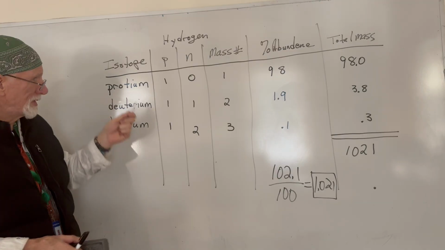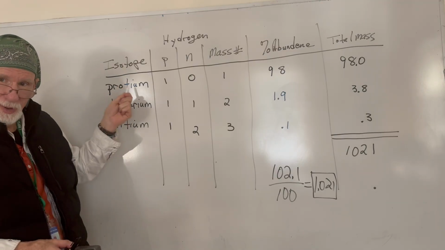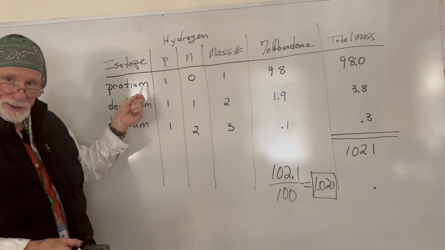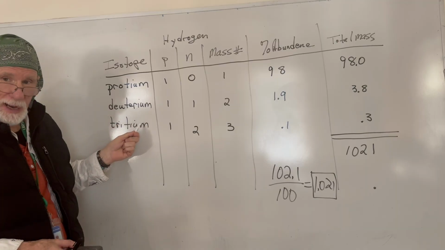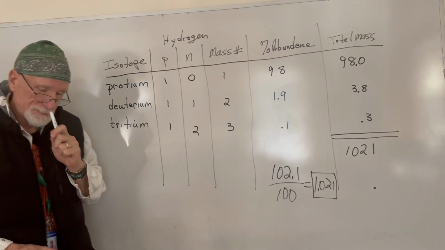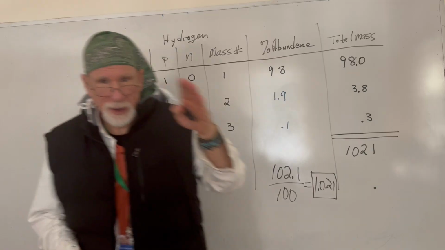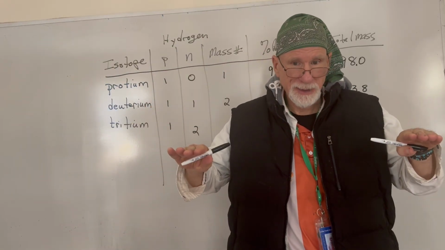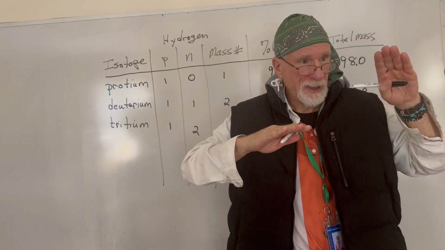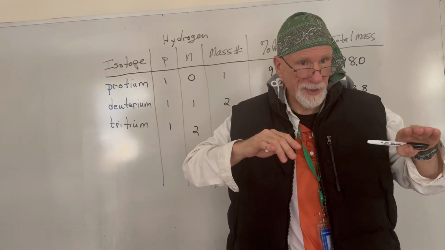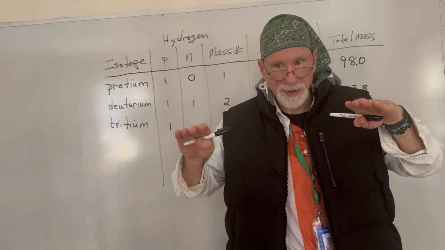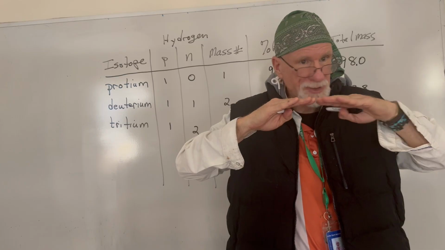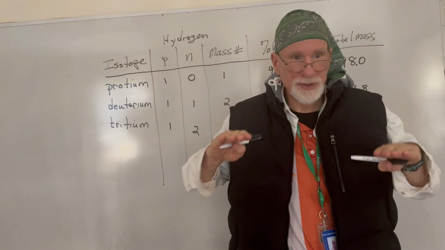Hydrogen is a little odd because we have names for the three isotopes: protium, deuterium, and tritium. This is non-radioactive, this is radioactive, and this is radioactive and artificial. Now, the difference between radioactive and non-radioactive isotopes chemically is that they both react and behave exactly the same. There is no chemical difference.